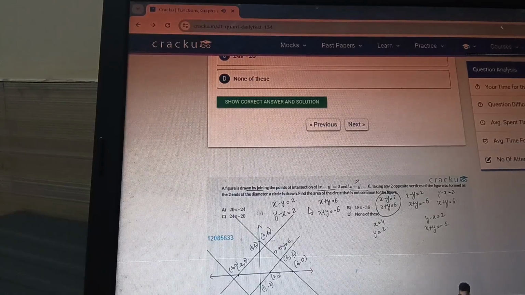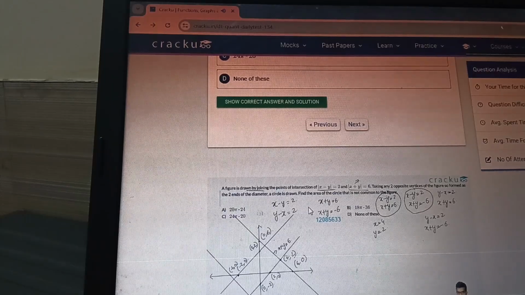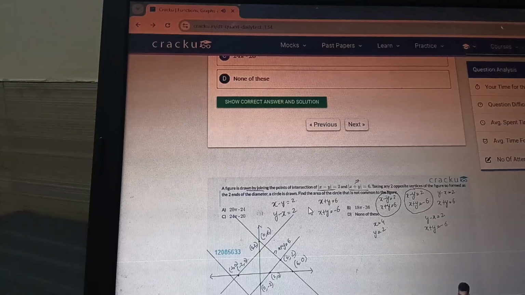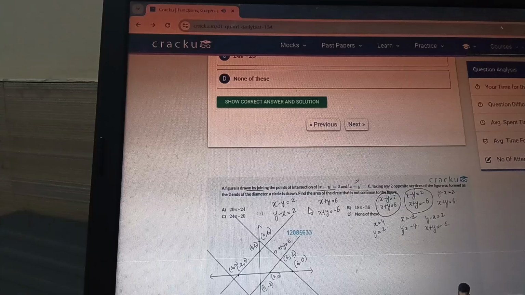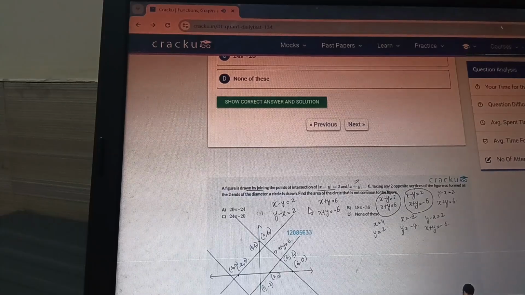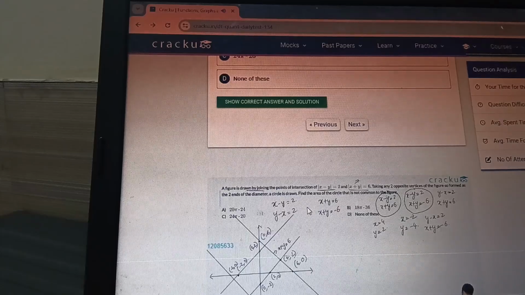If you are looking at the second pair, x minus y is equal to 2 and x plus y is equal to minus 6. If you add both of them, 2x is equal to minus 4, or the value of x is equal to minus 2 and the value of y is equal to minus 4. That will be over here. This is minus 2, minus 4.